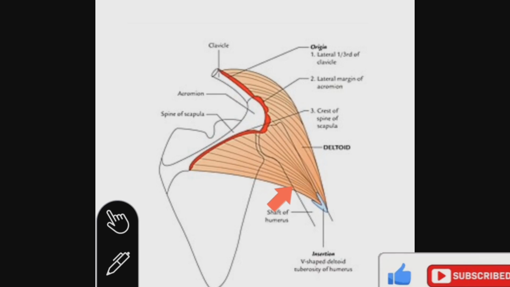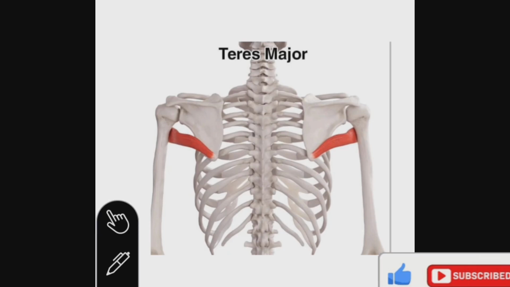Abduction 15 degree to 90 degree. Take note. Remember that abduction is first from 0 to 15 degree by the supraspinatus, 15 to 90 degree by the deltoid muscle, and above 90 by the trapezius and the serratus anterior. Don't forget that. Now, clinical correlate of the deltoid muscle is surgical neck fracture. If there's a fracture of the neck of the humerus, it causes axillary nerve injury, and that leads to the flattened shoulder contour.